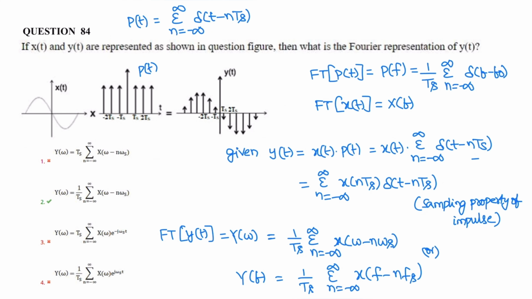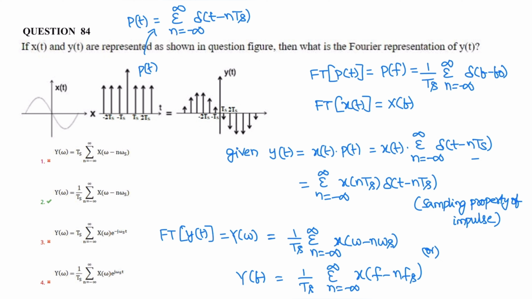Next question. If x of t and y of t are represented as shown in the given figure, then what is the Fourier transform of y of t? Given x of t is a sinusoidal signal and p of t is a pulse signal, and the representation of the pulse signal is p of t equals sigma n equals minus infinity to infinity delta of t minus nTs. If this message signal and pulse signal are multiplied, then we will get y of t.